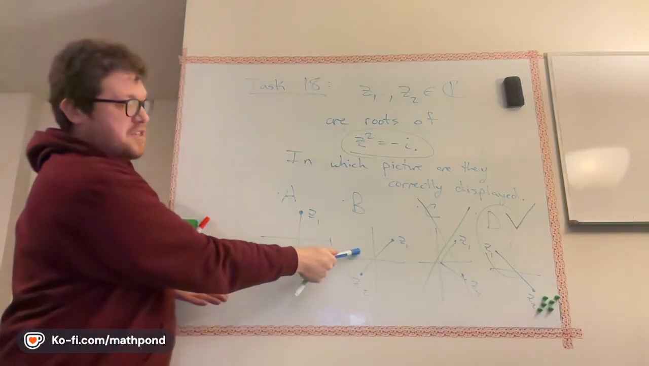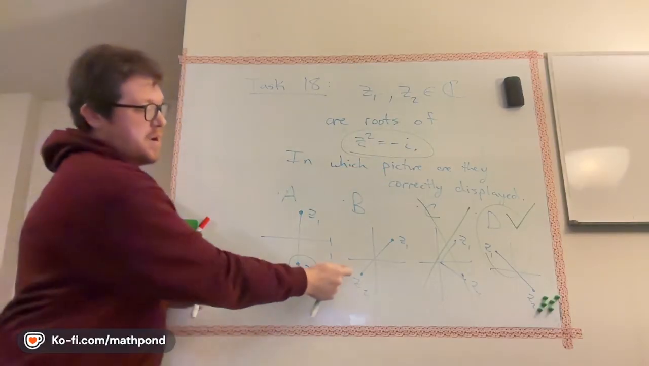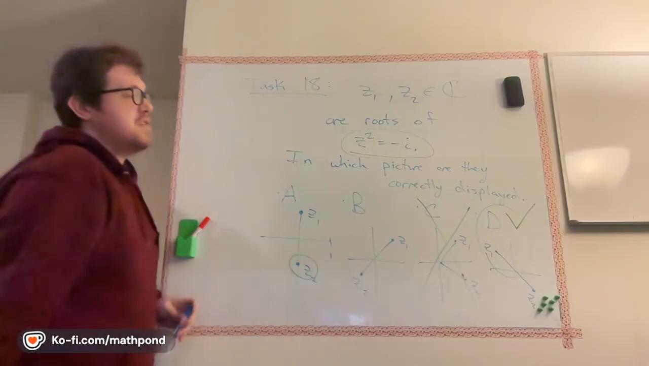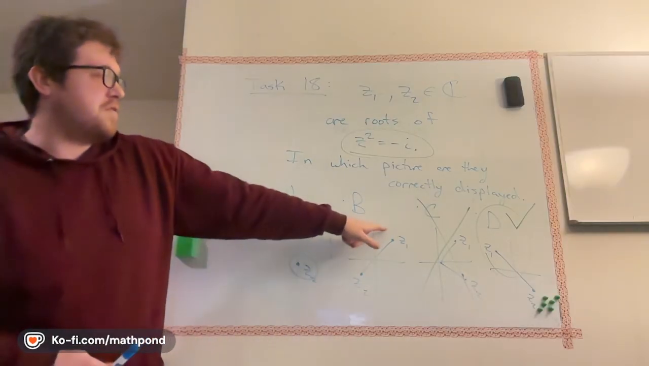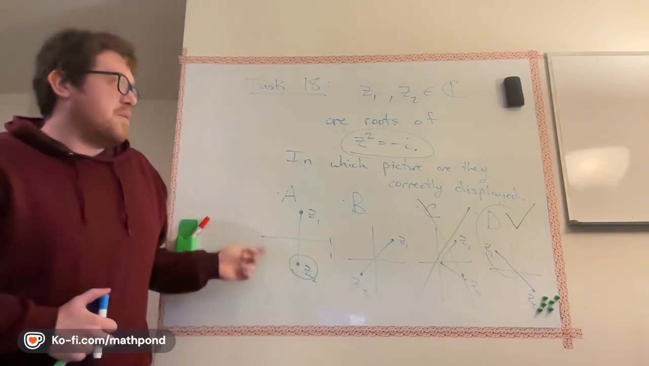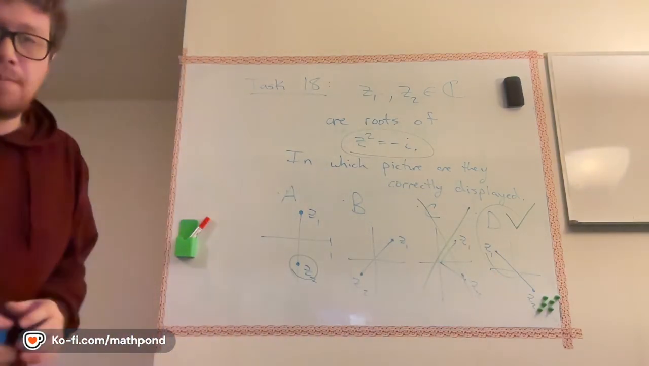This could be an answer, but then neither of these is a solution. Like if we square either of these, we get something that's either positive here or positive here. In fact, I think these are the square roots of positive i. And then if we square these, we get like negative 1 for both of them. So this doesn't work either. So D has to be the solution.